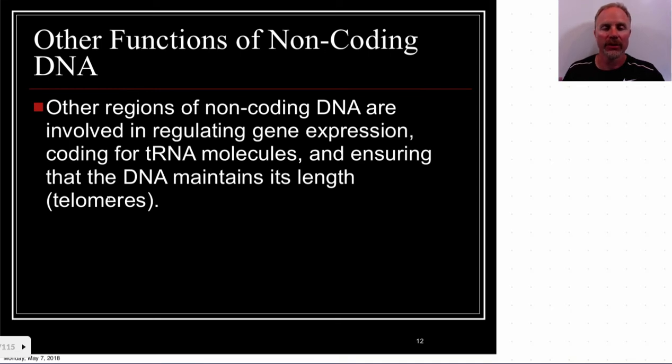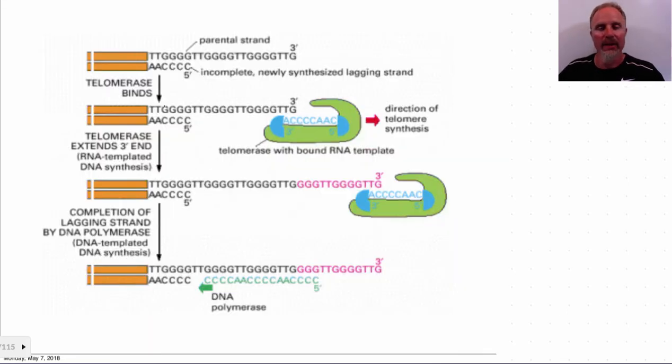So other functions of the non-coding DNA: they're involved in regulating the gene expression. Certain little messenger RNAs, or excuse me, certain RNA molecules can bind to it and prevent the transcription of the gene and silence certain regions of the gene and make sure certain genes don't get turned on, etc. And others code for transfer RNA molecules. These are important in bringing the amino acids to the ribosome during the process of protein manufacturing and so forth. And then there are others, just as a little aside here, the telomeres.